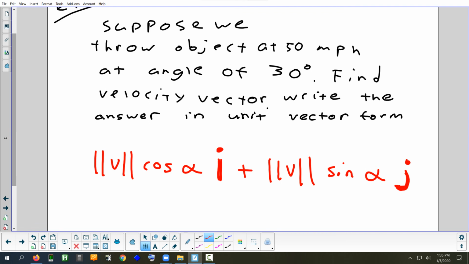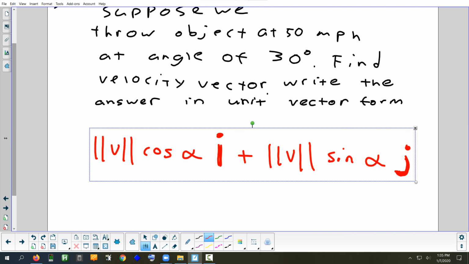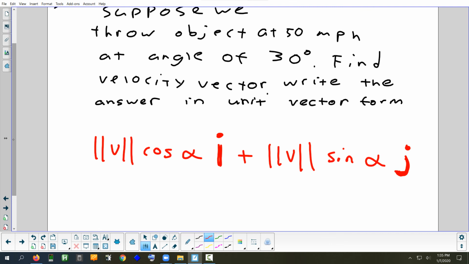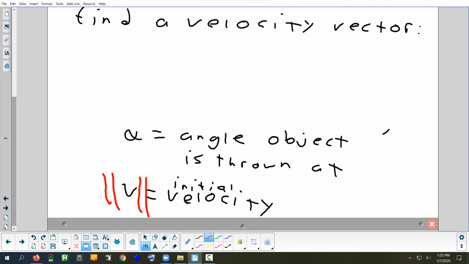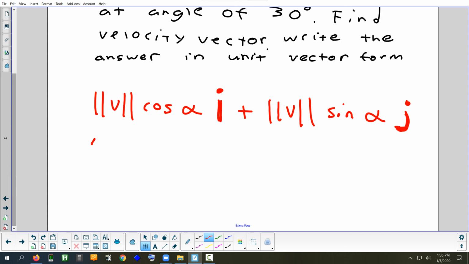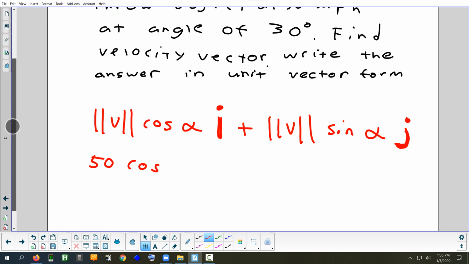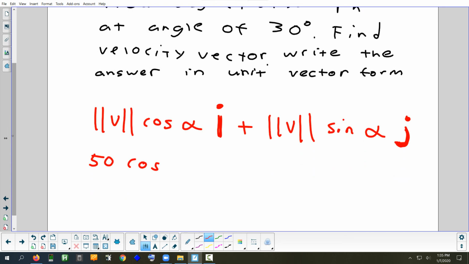Colin, what am I going to fill in for magnitude of v? 30. What is that magnitude of v again? 50. Its magnitude is speed. It's the velocity. So velocity in this problem is 50 miles per hour. So 50 cosine. And Sarah, what am I filling in for my angle? 30. So 50 cosine 30 is the horizontal. 50 sine 30 is the vertical.